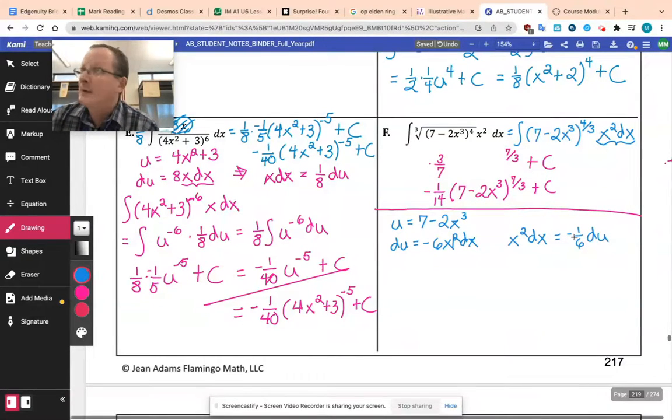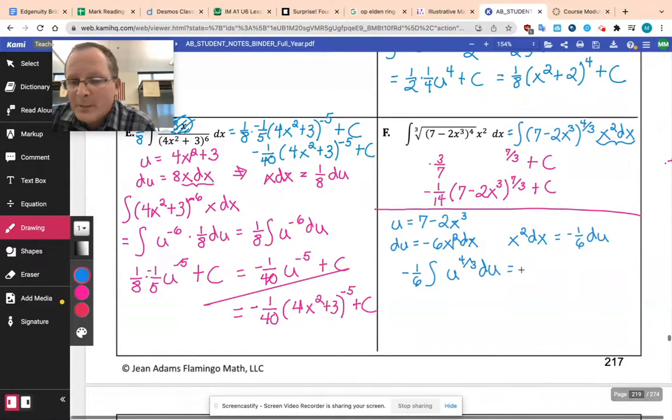So the integral now, I'm going to take the constant out front. I've got negative 1/6, and then we're going to integrate u to the 4/3 du. I can see the appeal here because there's less going on. I had to keep the 7 minus 2x cubed involved throughout the thing that I did over here.